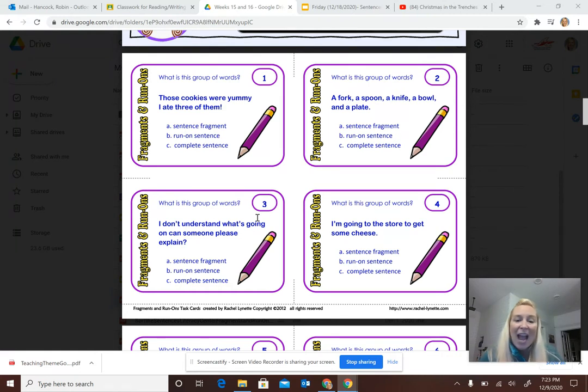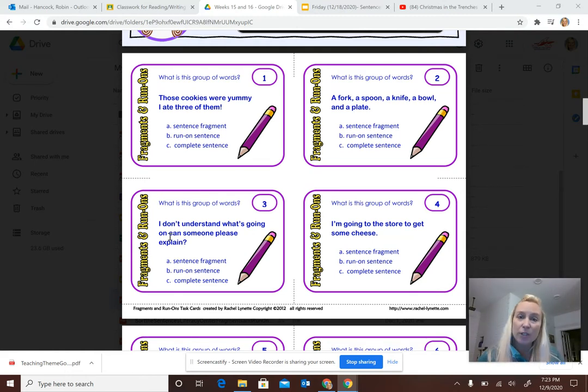Number three, I don't understand what's going on. Can someone please explain? Is a run on sentence. The first thought is, I don't understand what's going on. The second thought is, can someone please explain? So, since I have one thought running into the next thought, it is a run on sentence. The only way I could fix it would be to put a period after on and start a new sentence with can, or put in a comma and a conjunction word.